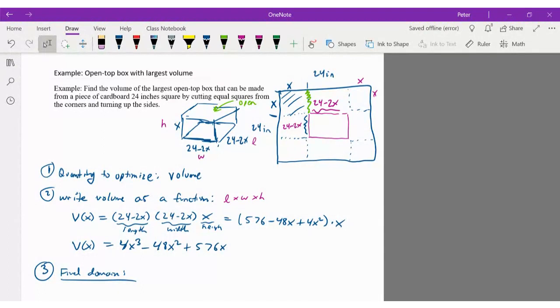Correct. So it's got to be greater than 0. So we know that x has to be, in fact, I'm going to call it greater than or equal to 0 because we could always just build a box of 0 height. It would have no volume and it's not going to be the answer, but it's not infeasible to build it at least. You just cut out no squares at all. So what's the maximum size square that I can cut out? What's the maximum value of x?